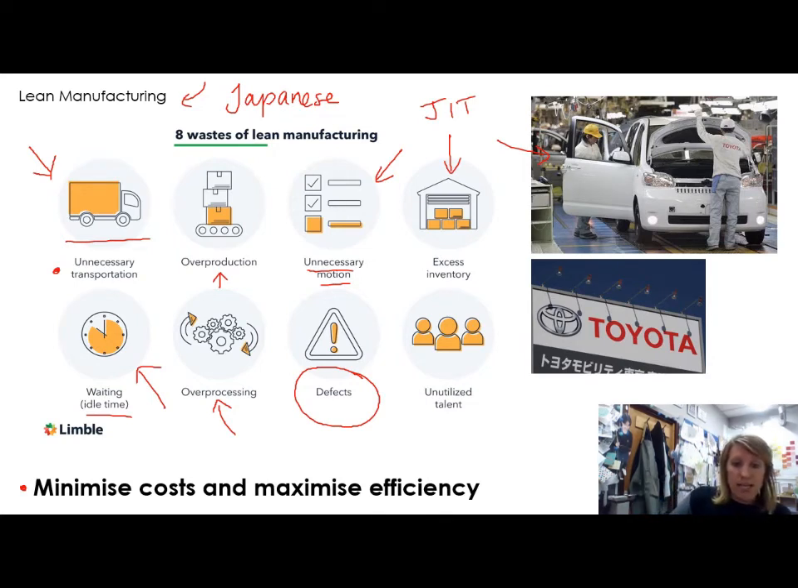And this one's really interesting, actually. In lean manufacturing, they really try and make sure that they are getting the workers' opinions on how they can improve the manufacturing process. So they might say, oh, I could do this rather than this. And they welcome that feedback and they use that to help improve the manufacturing process. So they're making sure they've got the right people in the right place. Okay. So lean manufacturing is trying to make it as streamlined, minimize costs and maximize efficiency by saving on all of these different things.